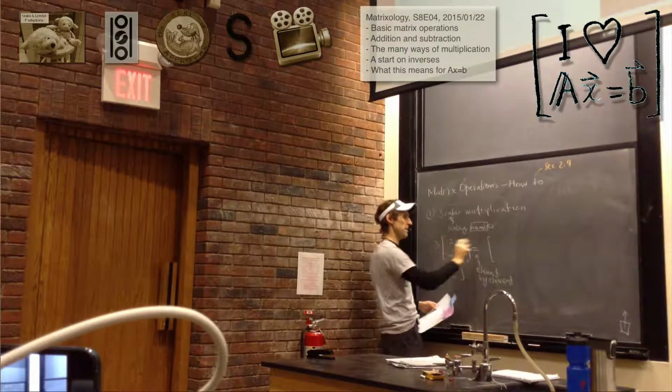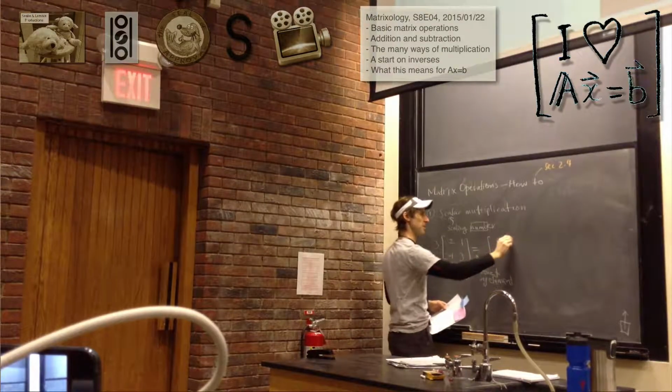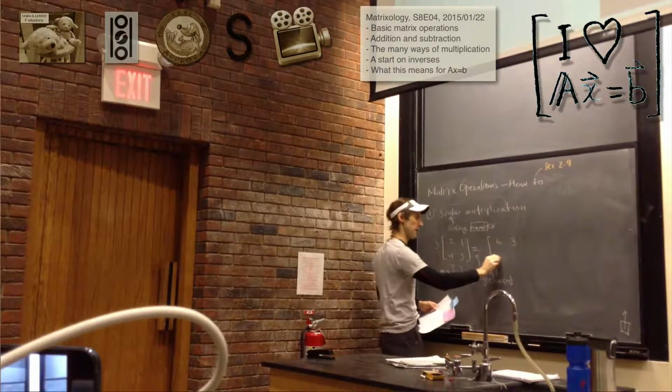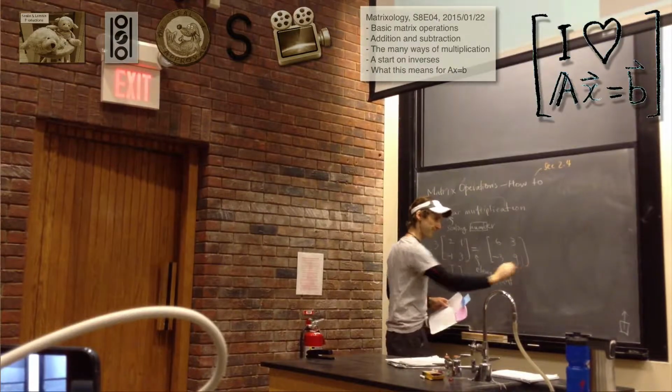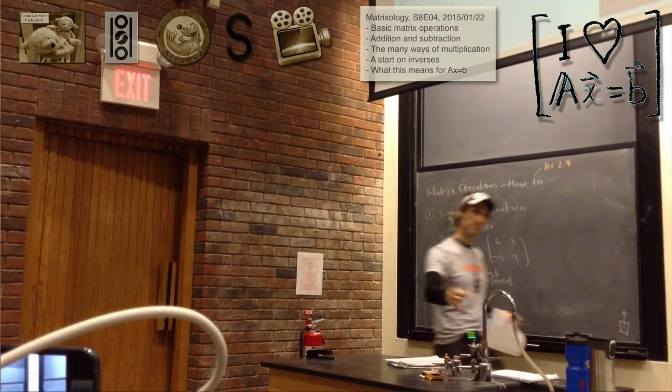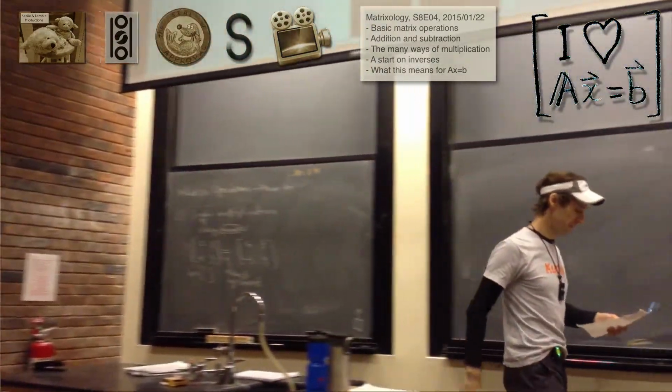Element by element. 3 times 2 is 6. Now this is spectacular. 3 times 1 is 3, so we're warming ourselves up. Like just a few looseners here. 3 times minus 1 is minus 3, 3 times 3 is 9. That's how it works. We do this a lot. We need to do this a lot.